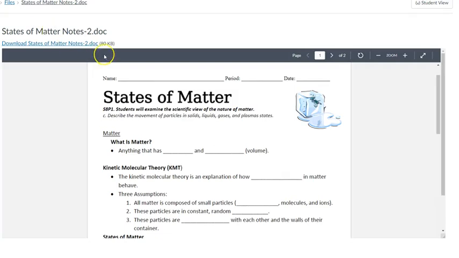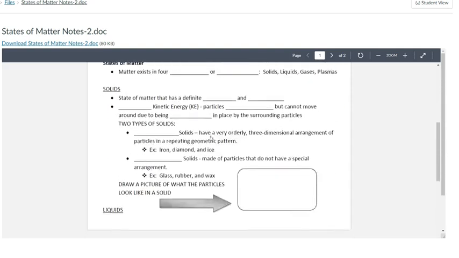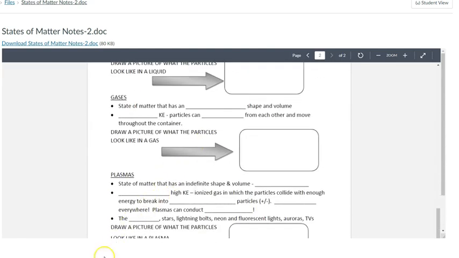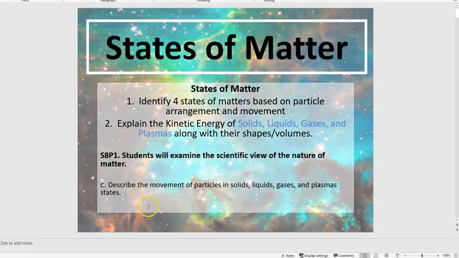Good day, class. Today you're going to learn about the states of matter. There are 4 states of matter, 3 of which you are probably familiar with. We're going to learn really in depth about the solids, liquids, gases, and plasma. These will be your slotted notes that you will fill out through today's lesson, so let's get started.